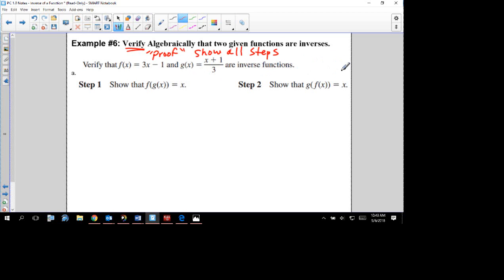And to verify algebraically that these are actually inverses, we have to show that f of g of x equals x, and we have to show that g of f of x equals x. Which is kind of confusing, but this is basically saying for the f function, which I'm going to make blue, wherever I see an x, I'm going to replace that x with g of x. So my f function, every time I write it, it's going to be blue, so you can kind of follow which equation I'm talking about. And then my g function, I'm going to write in red.